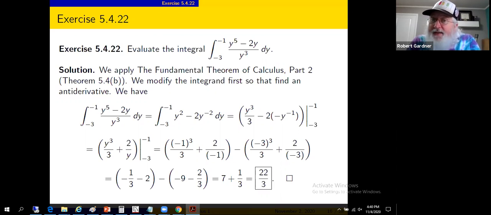The numbers don't mean anything particular to you. We're just illustrating how to use the fundamental theorem of calculus part 2. And it's just a matter of finding antiderivatives.